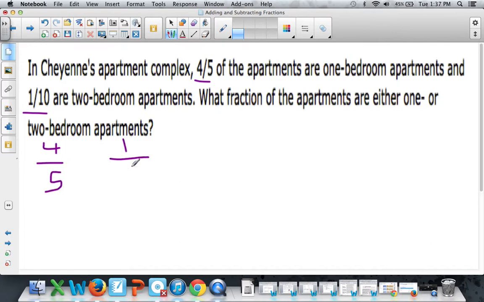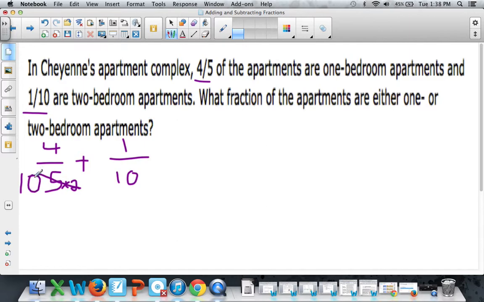Here's the problem. Maybe you see it first. The denominator is not the same, and we need the denominator to be the same. Lucky for us, that 5 can become a 10. How can that 5 become a 10? You multiply it by 2. 5 times 2 equals 10.